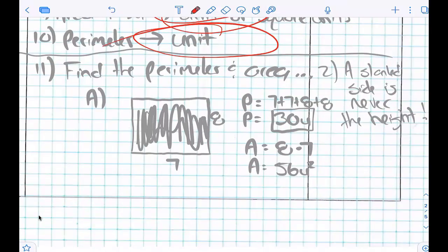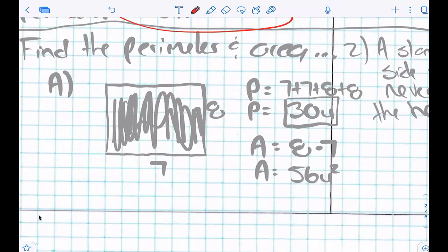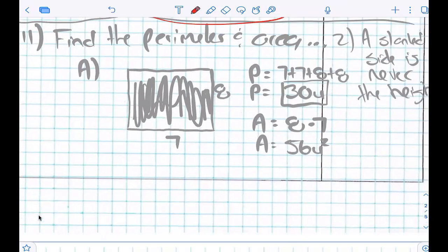I'm going to skip over this one, you guys, because I think you're pretty good at finding the area and the perimeter of a basic shape like that. Add up all the sides for perimeter, base times height for the area.